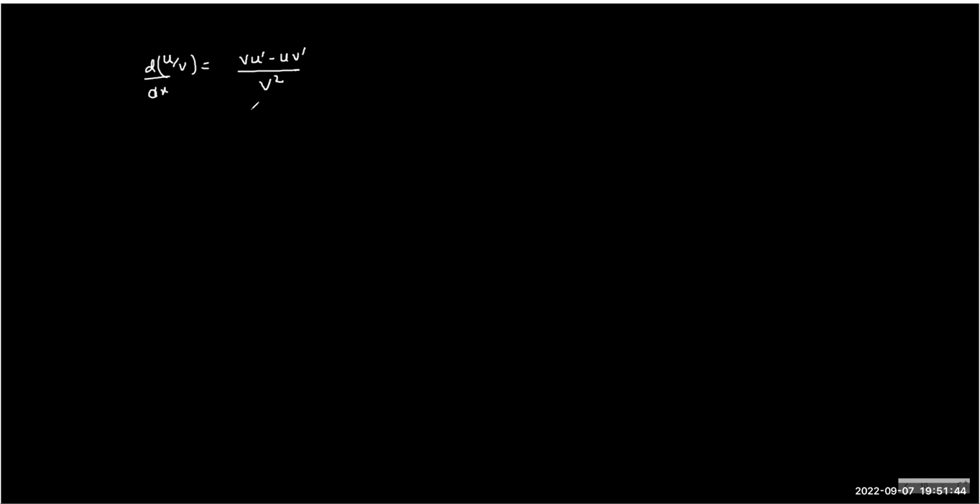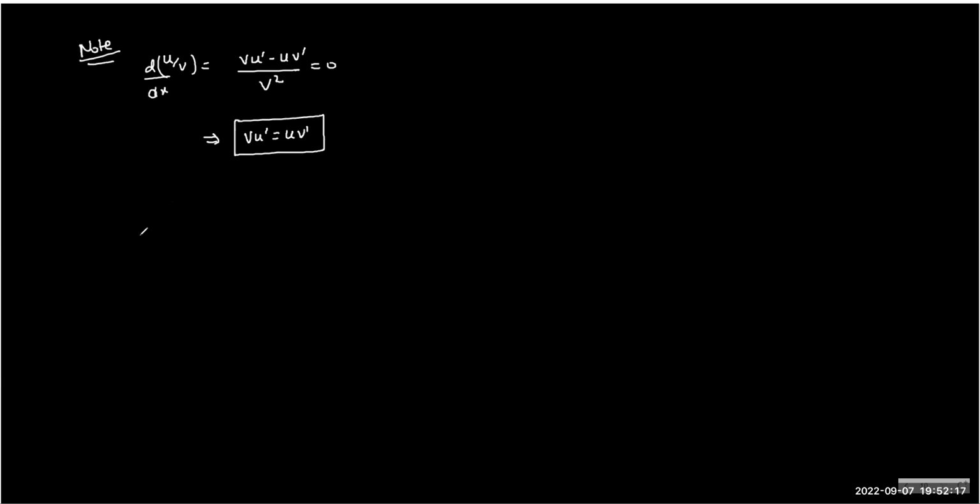Whenever you have a function given in the quotient form, and you want to differentiate and equate to 0, then this will lead to the simple relation vu dash is the same as uv dash. So instead of writing in the quotient form, you can just write this relation, because eventually we are trying to equate to 0, and this is going to be the final answer, right? vu dash equals uv dash. I hope this is clear.